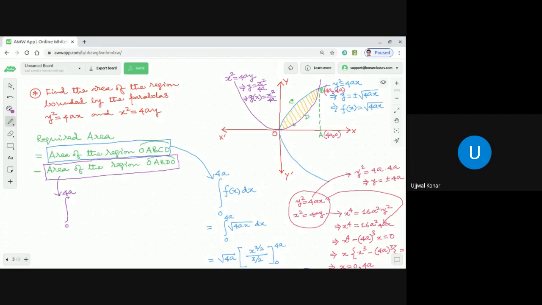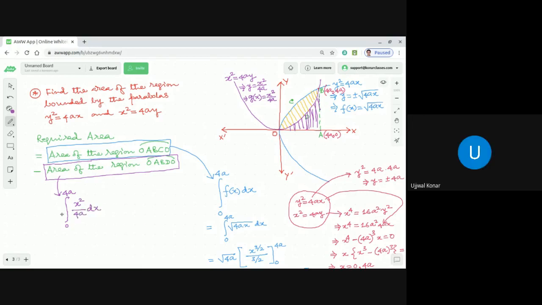OABDO. So we are going to find the area of this region, right? If we find the area of this region, it is from the x coordinate of the origin to the x coordinate of the point A. That is 0 to 4a. And which curve here? We are taking the curve x square equal to 4ay, which in terms of y equal to fx is x square by 4a. Yes. x square by 4a dx. Correct or not?